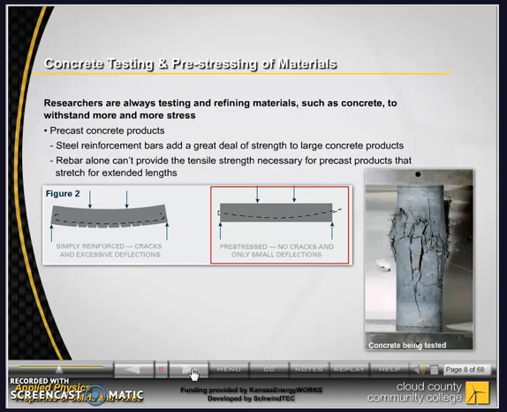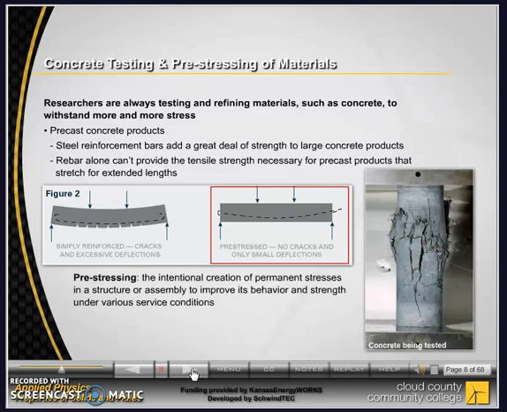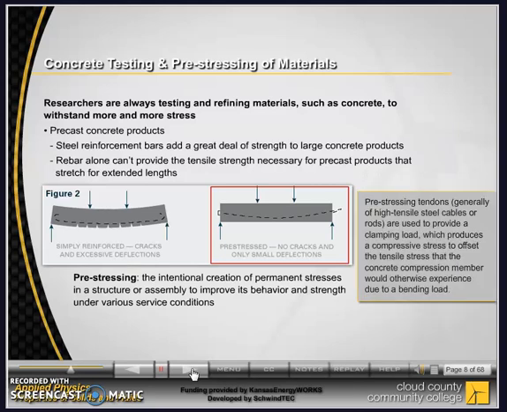In more formal terms, pre-stressing means the intentional creation of permanent stresses in a structure or assembly to improve its behavior and strength under various service conditions. Pre-stressing tendons are used to provide a clamping load which produces a compressive stress to offset the tensile stress that the concrete compression member would otherwise experience due to a bending load.